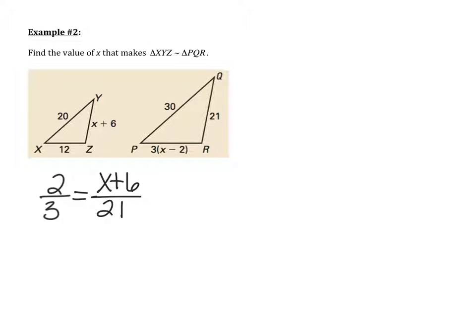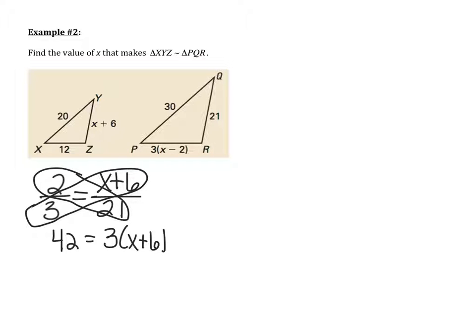So then I would just cross multiply. So 2 times 21 is 42. And then I'd have to take 3 times x plus 6, because remember, when you cross multiply, you can't just take 3 times x or 3 times 6. You have to take it times both of them. So I would distribute. So I'd have 42 equals 3x plus 18.